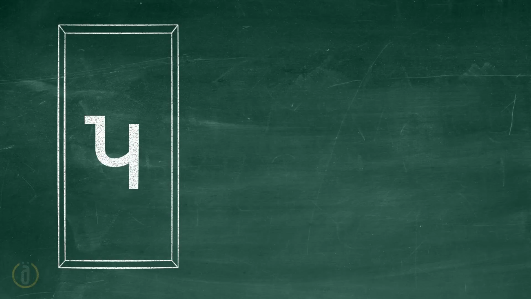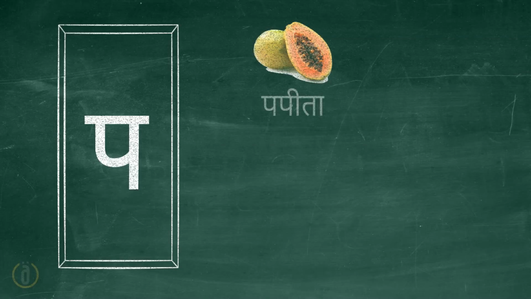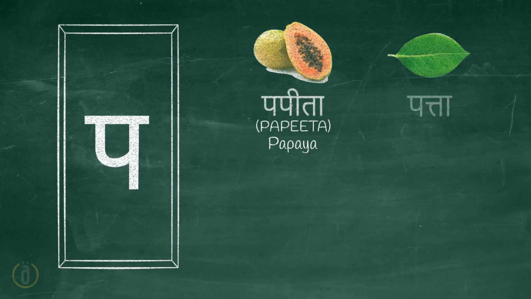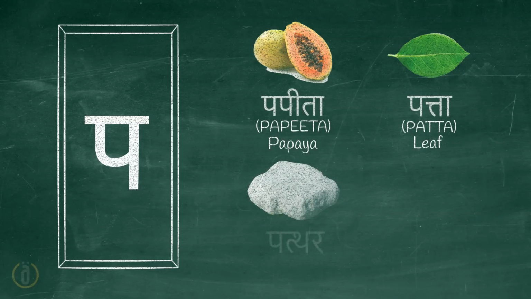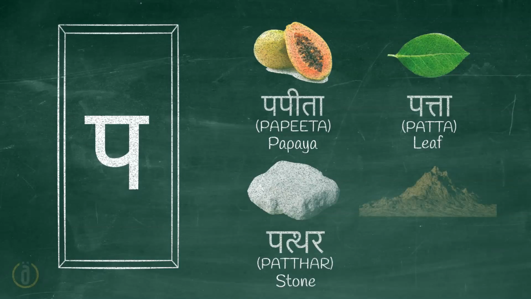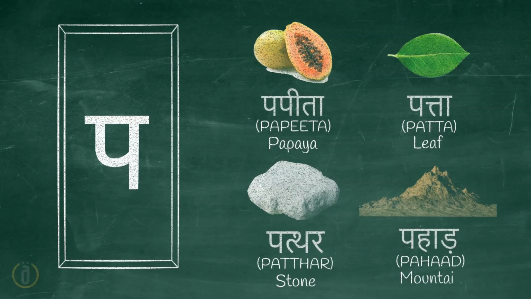Now, let us learn some words starting with pa. Papita, papaya. Patta, leaf. Patthar, stone. Pahad, mountain.